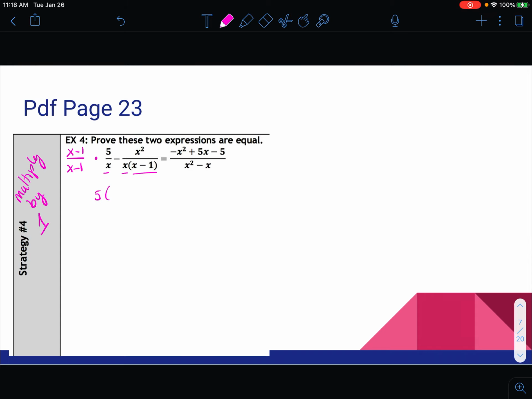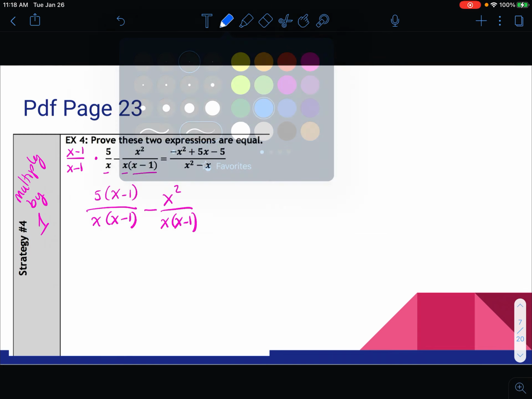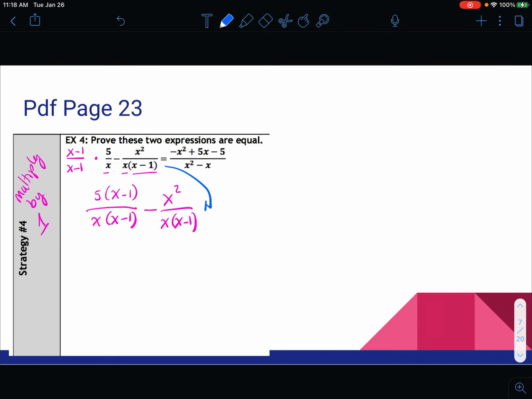So this first step is going to look like this. 5 times x minus 1 over x times x minus 1. And we're going to repeat the right fraction exactly as is. And our reasoning for this, just to get from this to this, is we multiplied by 1. That's it.